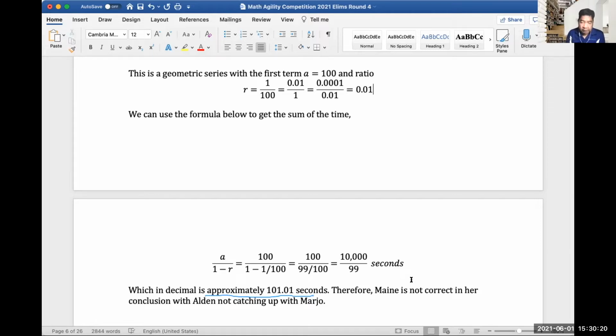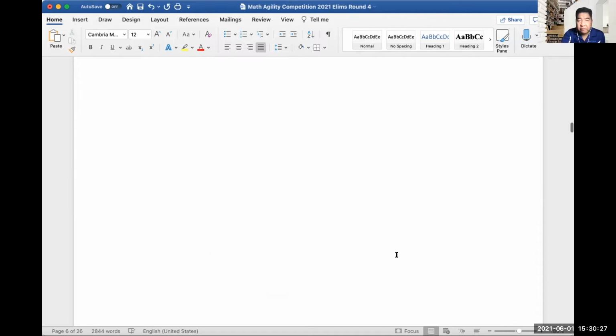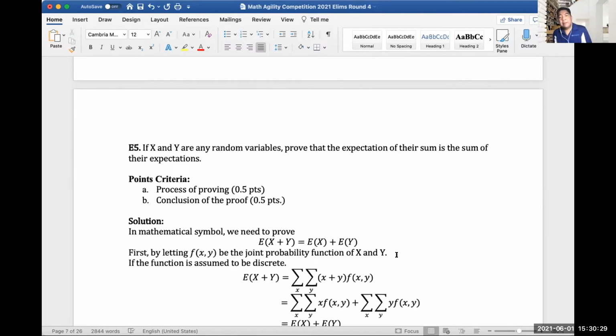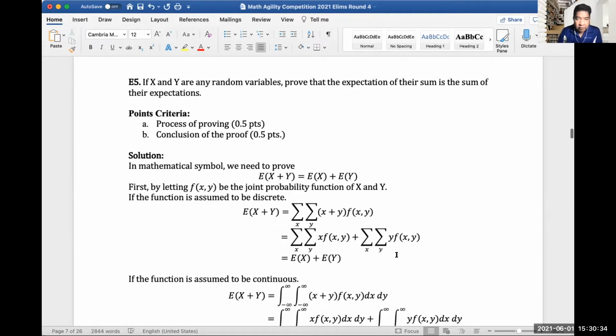Okay, so let's move to the next question. So this will be the fifth question in the easy round. So this is a statistics problem again. So if x and y are any random variables, prove that the expectation of their sum is the sum of their expectations. So we are required to show our proof and then the conclusion of our proof, right?